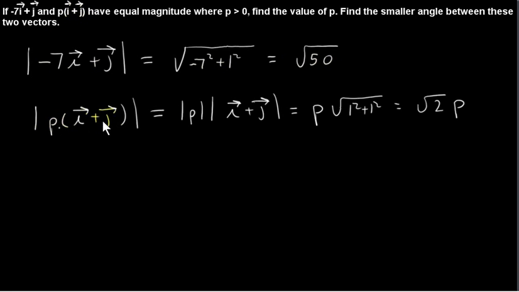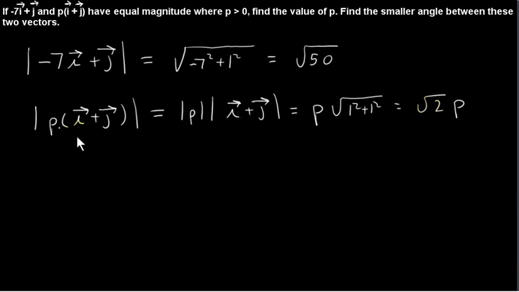p is just a number multiplied by this vector. The magnitude of this product is actually the product of the magnitudes. So we have the magnitude of p. That means we just take the absolute value of this number p. Well, p is positive, so the absolute value of p is just p. If p was a negative number, we'd have to make it positive by putting a minus sign in front of it. Here, the magnitude of p is just p. The magnitude of 1i plus 1j is the square root of 1 squared plus 1 squared, or the square root of 2.